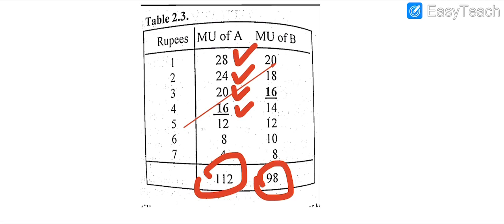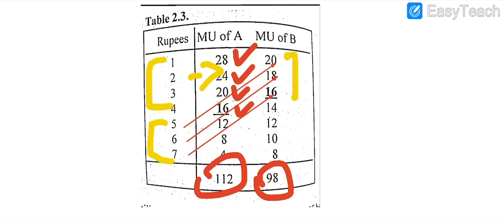The 6th unit is spent giving 18, and the 7th unit is spent giving a marginal utility of 16. According to the law, if the consumer spends in this style, the consumer is going to take 4 units, the first 4 units from A and the last 3 units from B.